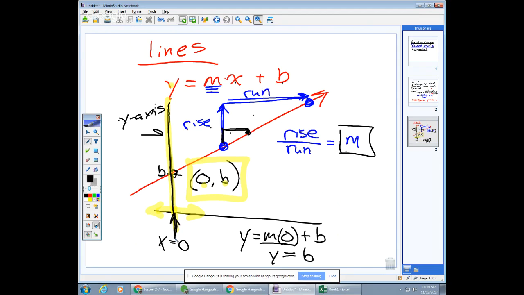Yeah, and it just takes getting used to, right? The more we do it, the more we get used to it. And in Unit 3, we're going to do lots of stuff with lines next quarter in Math 92. So we're going to get more used to it.